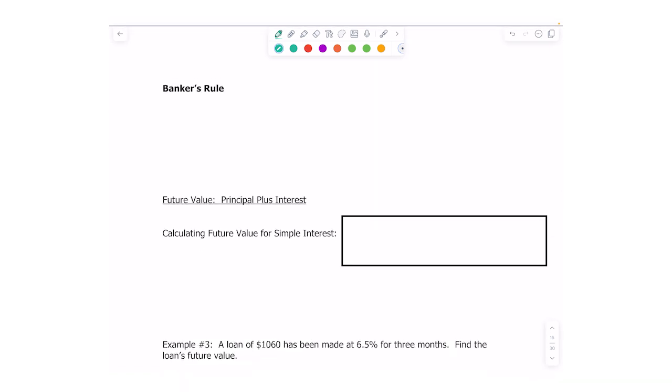One of the things that we sometimes use when calculating interest problems is what's called the banker's rule. That's a method used to calculate simple interest, and it's based on a 360-day year, so it's kind of an estimation. We're not really going to use it much in our calculations, but you can use it and get an approximate answer. It kind of makes the computations easier.